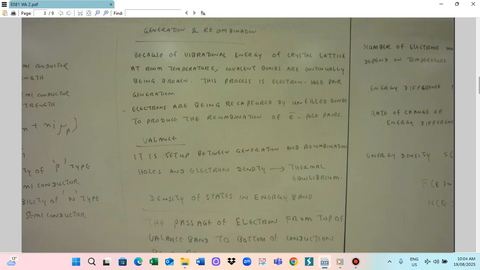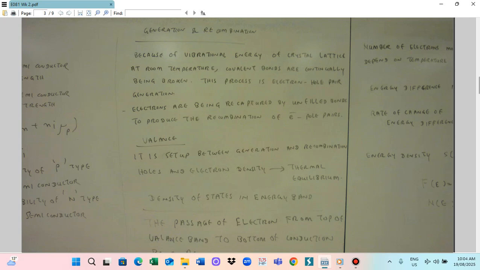So generation and recombination are happening at the same time. At room temperature, the bonds are vibrating, so bonds will be broken. Vibration means that we are adding external energy. By adding the external energy, the crystal bonds are broken and the electrons come out. Those electrons will move away. In the meantime, some of the electrons will be recaptured by the empty bonds. So the recapturing, the recombination and the generation are happening at the same time.